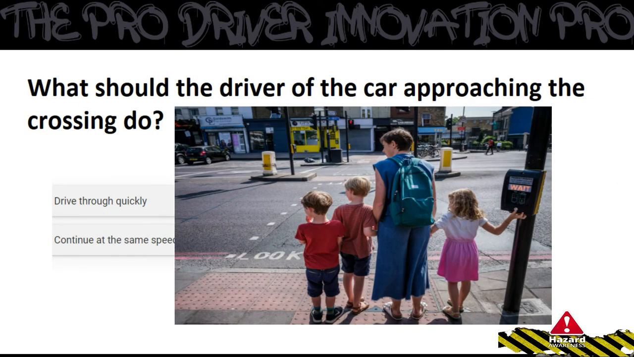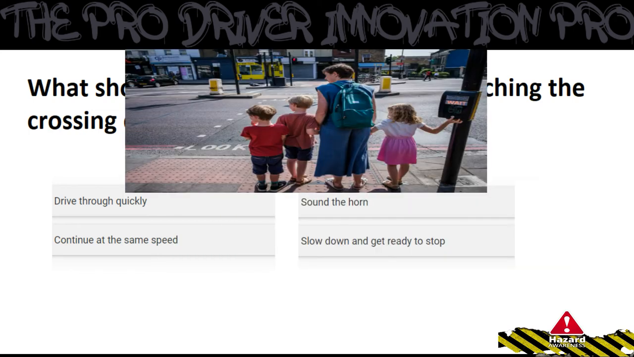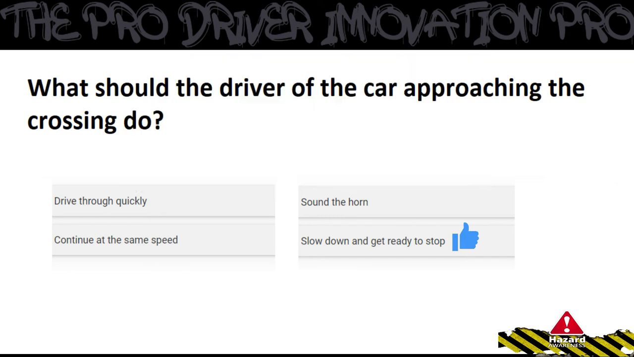What should the driver of the car approaching the crossing do? Drive through quickly. Sound the horn. Continue at the same speed. Slow down and get ready to stop. Slow down and get ready to stop.